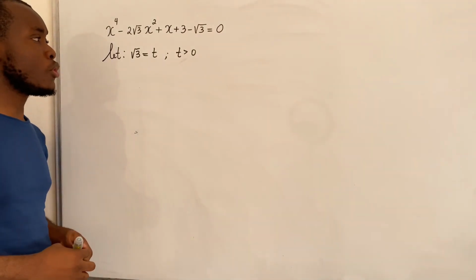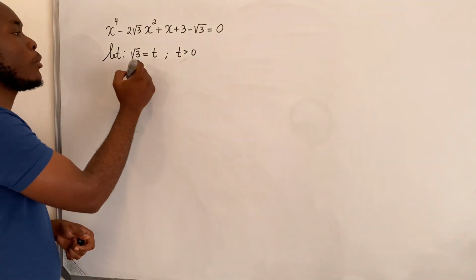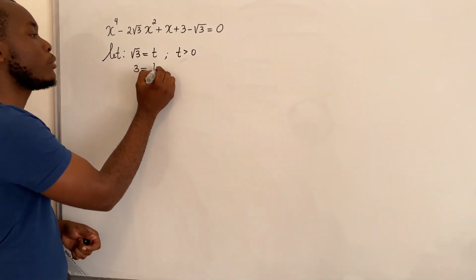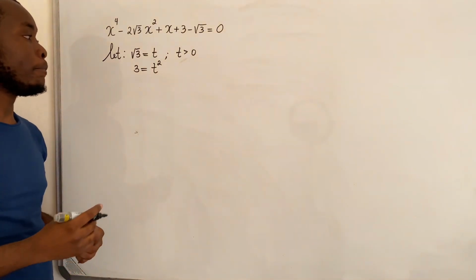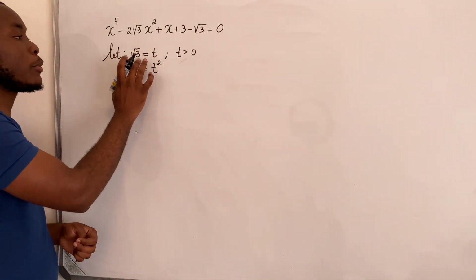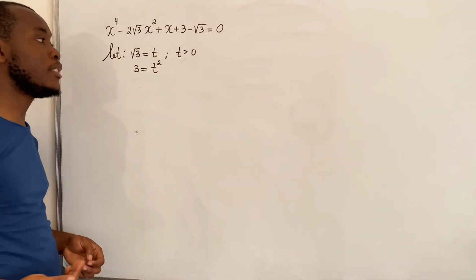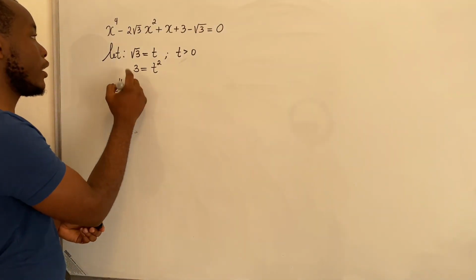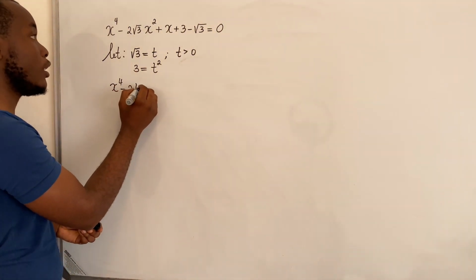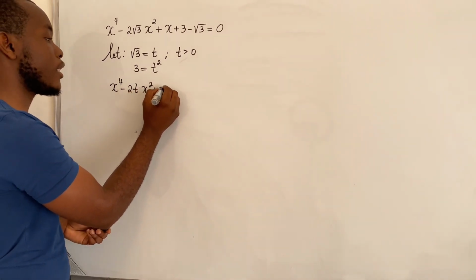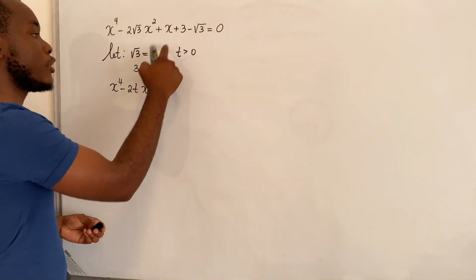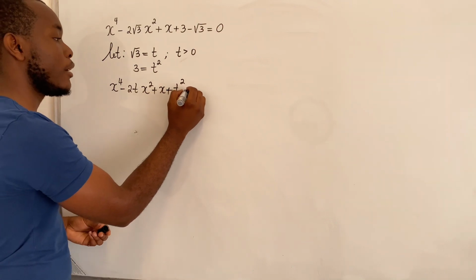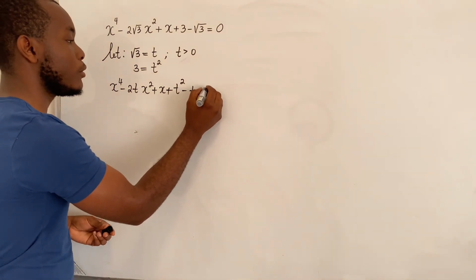Okay, so doing that, we can square both sides. We will have 3 equal to t squared. Now we will replace where there is square root of 3 and 3 by t and t squared. So we're going to have x to the power 4 minus 2t x squared plus x plus, where there is 3 is t squared, minus t equal to 0.